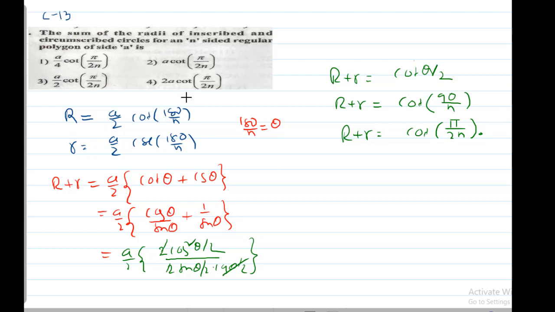Now I want to cross check with the options. Yeah, so where is A by 2? You need to write A by 2 here. Okay, sorry, A by 2 should be written here. So A by 2 times cot pi by 2n. So option 3 is correct for this.